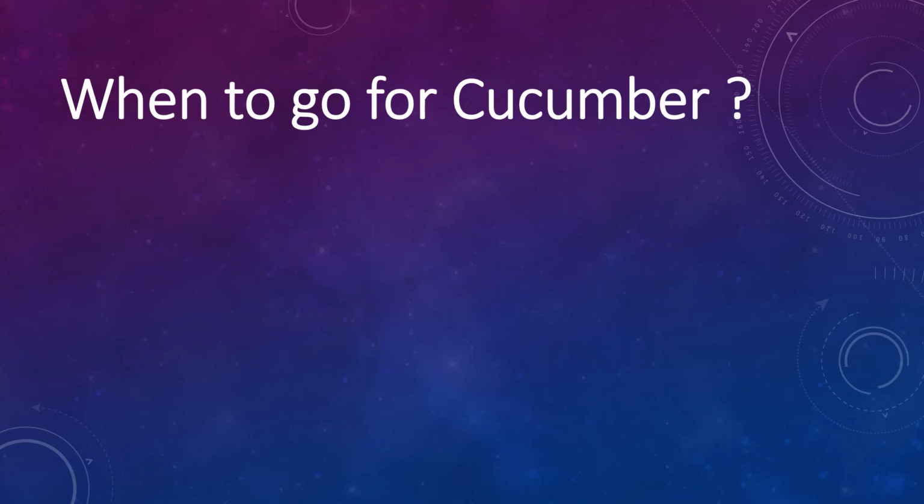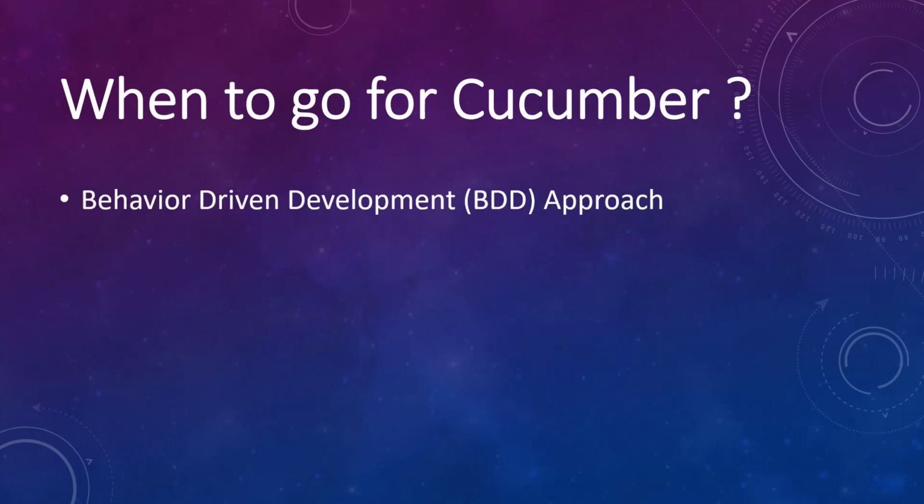When to go for Cucumber. So in your project, if you are following a BDD approach, then it is recommended to use Cucumber, because in BDD approach you will be having a scenario based approach and the acceptance criteria will be provided by the business. So to test that, the business will provide you the scenarios in Gherkin language, which is in the form of given, when, then, and based on that you will have to create your tests.